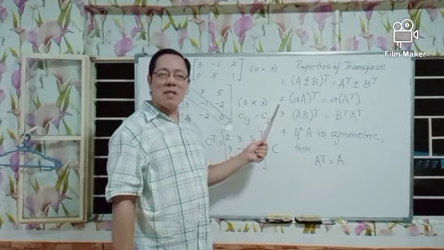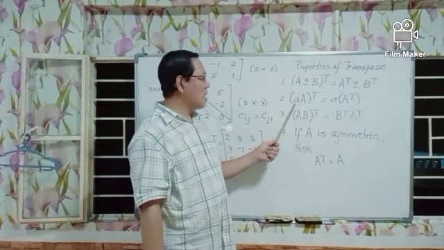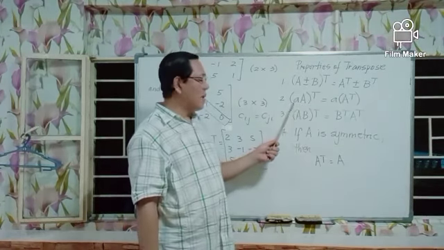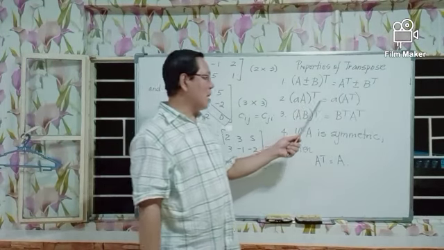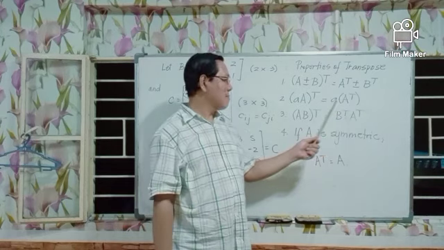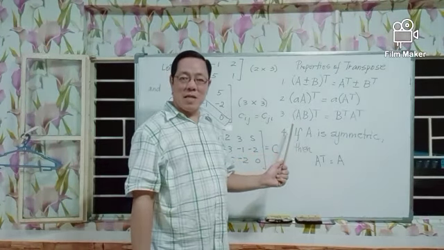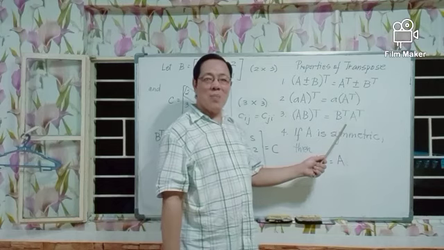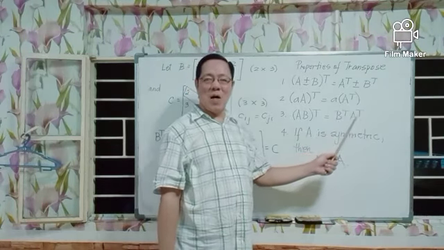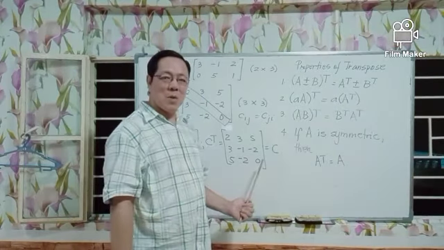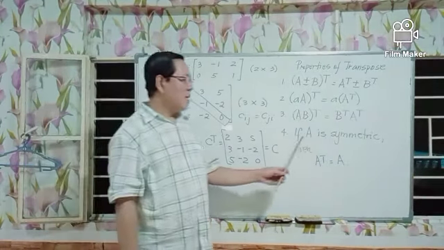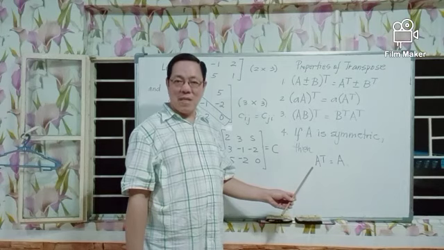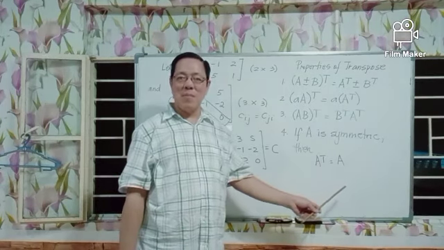The second property is the transpose of the scalar product of the scalar a and matrix A. The transpose of small a multiplied by matrix A, scalar a by matrix A, is equal to the scalar a multiplied by the transpose of matrix A. And number three, the third property, the transpose of the product of matrices A and B is equal to the product of the transpose of B and the transpose of A. And number four, which we have shown in our second example for matrix C, if matrix A is symmetric, then the transpose of a symmetric matrix A is equal to the matrix A.